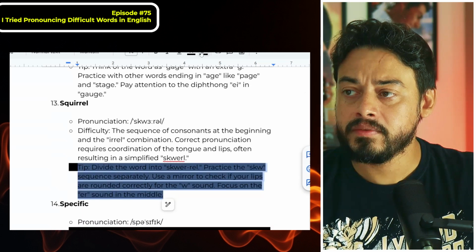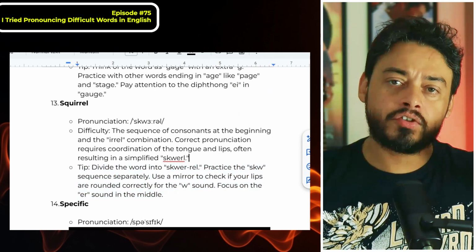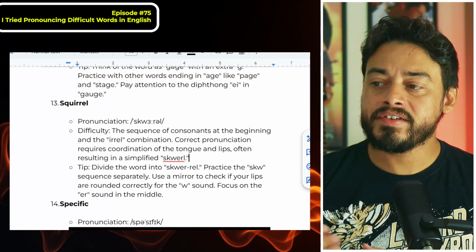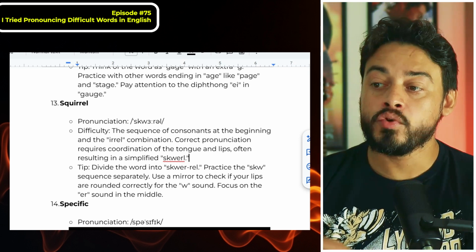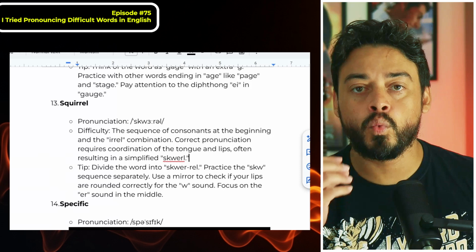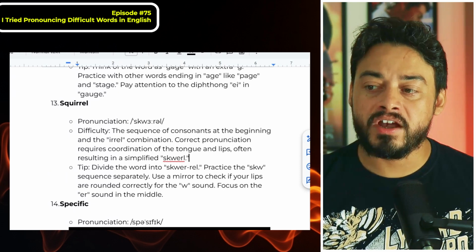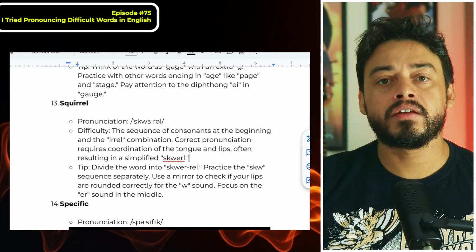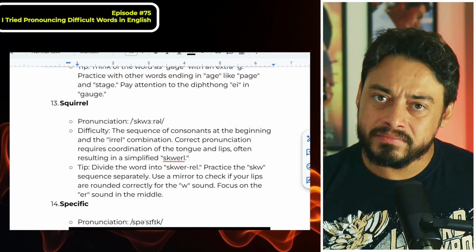So here's the tip. Divide the word into squa and rel. You break it down into two parts or two sounds. Squirrel, squirrel. Practice the squa sequence separately. Squa, squa, squa. Use a mirror to check if your lips are rounded correctly for the W sound. This is what you see, round lips. Squa, squa. Focus on the sound in the middle as well. So squir, squir, and then add the last part. Rel, rel, squirrel, squirrel, in quick succession.